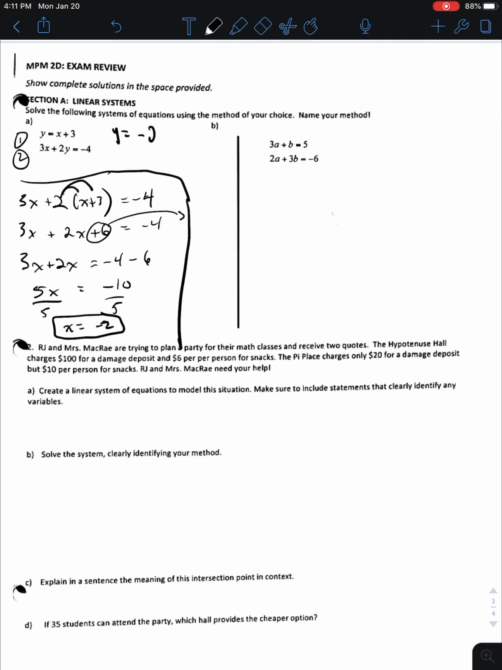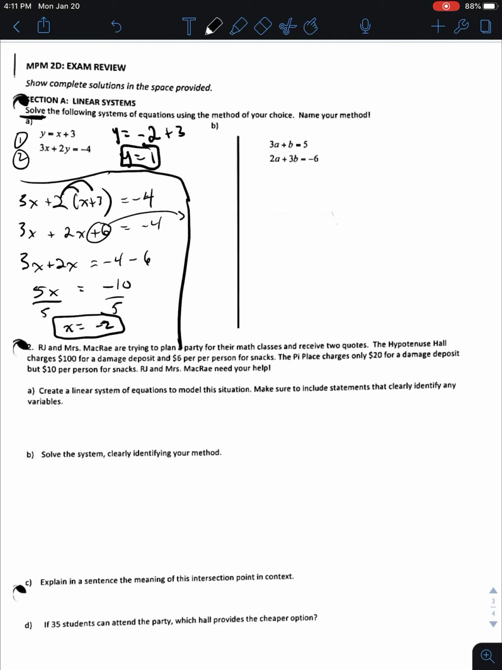So y equals negative 2 plus 3. So y equals 1. Now, there's one more step, and don't forget this, or I dock you marks. It says solve the system of equations.